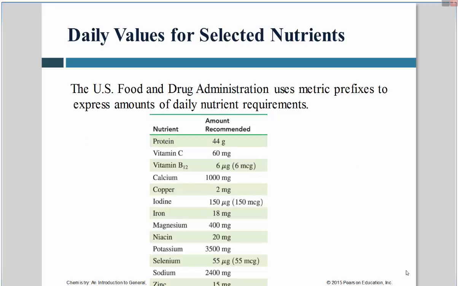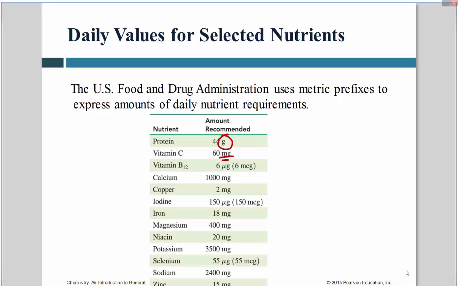This just gives you an idea of the different kinds of things that are out there as far as how the units are used in the medical field. So for instance, grams, we need 44 grams. We need a larger amount. So we're just going to keep it at grams. Whereas vitamin C, 60 milligrams. So milli is 1,000 milligrams is equal to 1 gram, or 0.001.